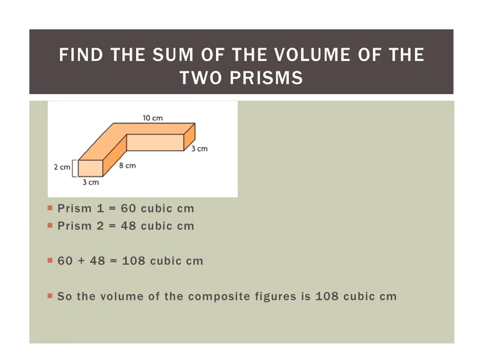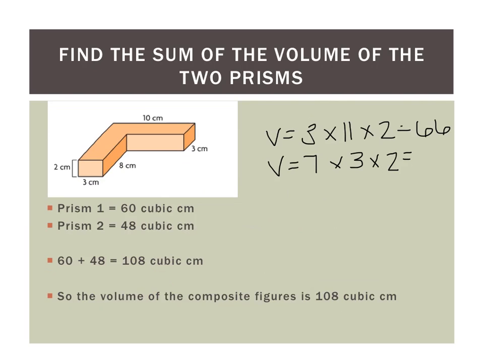cubic centimeters. If you broke it apart the other way, you would have had two rectangular prisms that looked something like this. You will notice that either way you broke it up, you would still get a final volume for the composite figure of 108 cubic centimeters. Doesn't matter which way you do it. If you did it correctly, you should get the same volume.